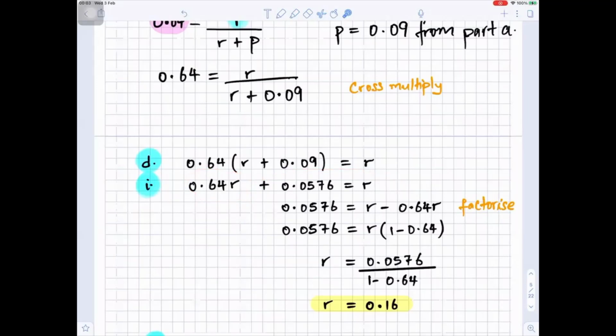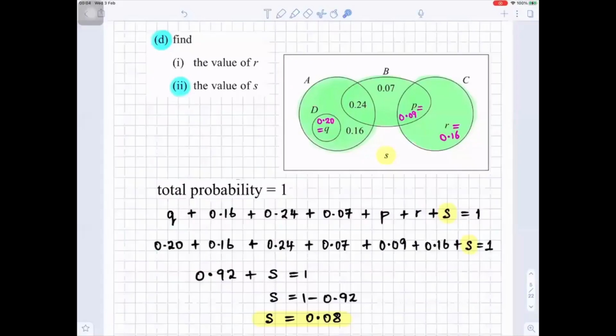Now you factorize, R is common, so it goes out of the bracket. So R bracket 1 minus 0.64. The times, you take it to that side, it becomes divide. So R is 0.0576 divided by 1 minus 0.64. That gives R to be 0.16. Find the value of S.